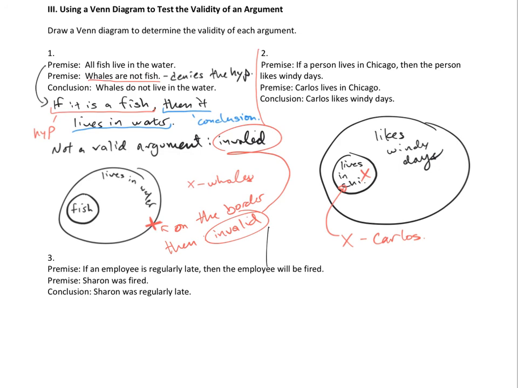Just take a listen to these statements. If a person lives in Chicago, that person loves windy days. Carlos lives in Chicago. Well, based on our first premise, that means our conclusion is Carlos likes windy days. Very good. So this is, in fact, a valid argument.